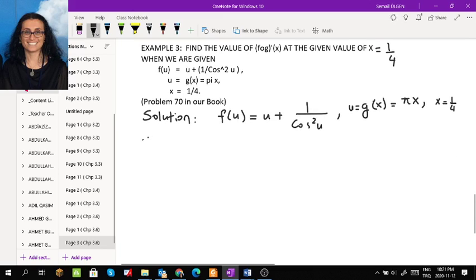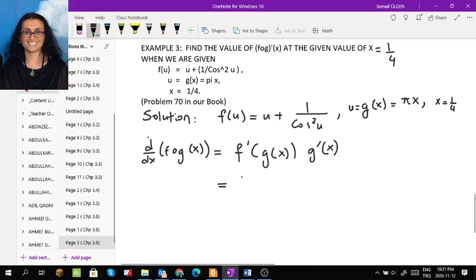So we are going to use the chain rule. As I said, the derivative of f composed g at x is the same as the derivative of f evaluated at g times the derivative of g. This is what the chain rule says. So f prime at u times u prime at x. That's the same thing, yeah? So we are going to find the derivative of f at u. So let's take the derivative df du.